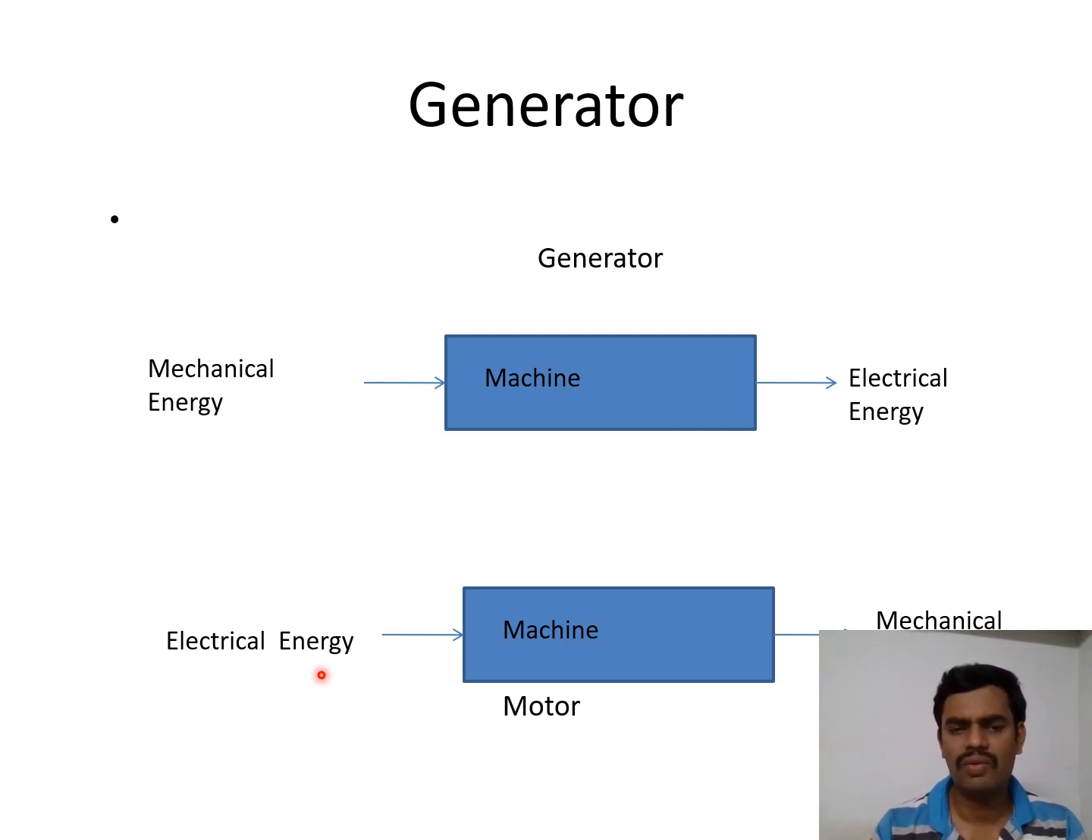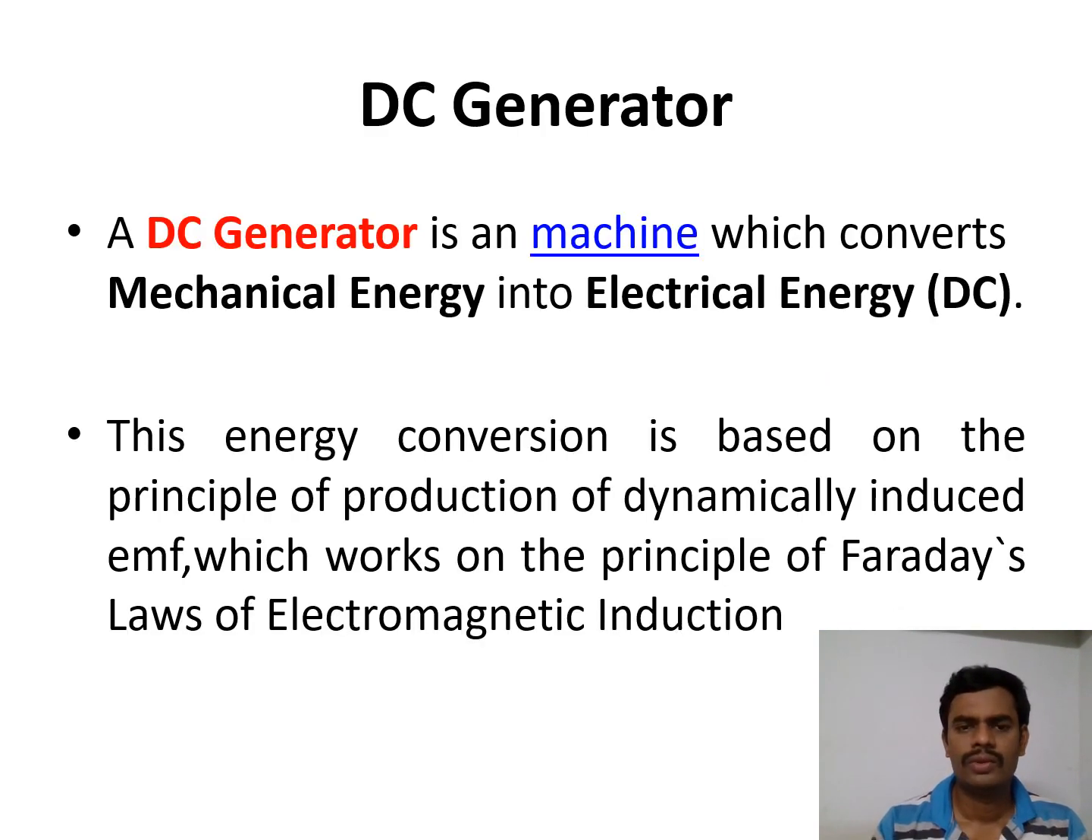Whereas a machine which converts electrical energy into mechanical energy is called a motor. A DC generator is a machine which converts mechanical energy into electrical energy. If the electrical energy is DC, then you'll be calling it a DC generator. If it is AC, it is called an AC generator. The conversion is based on the principle of dynamically induced EMF and Faraday's laws of electromagnetic induction.